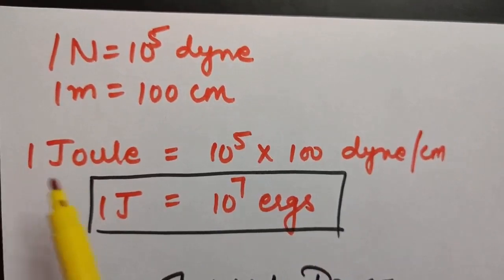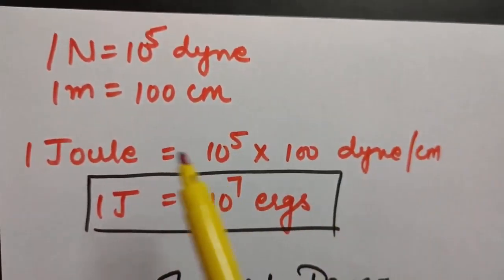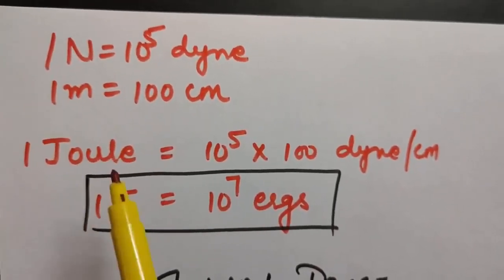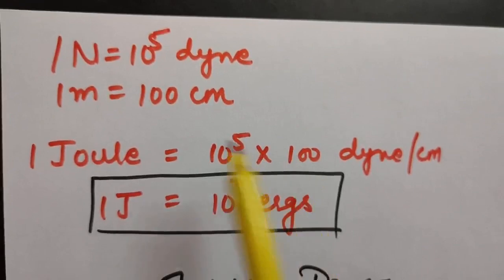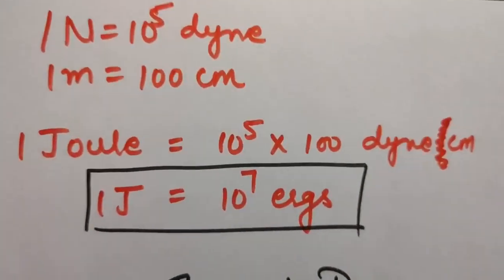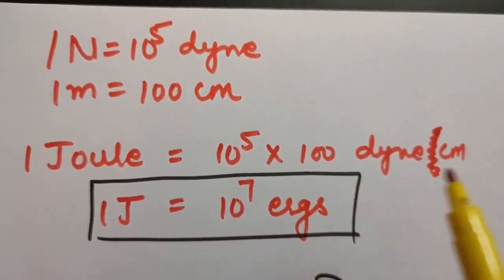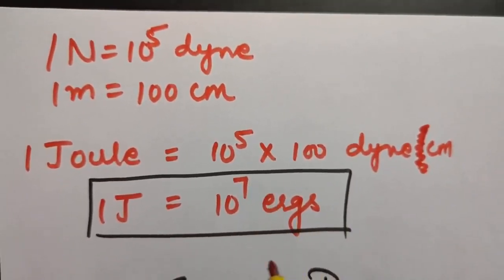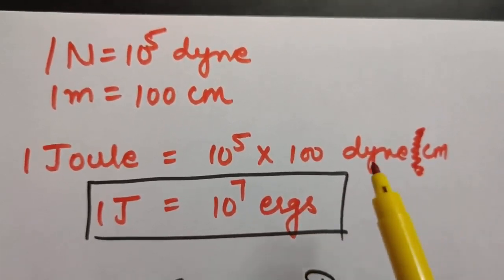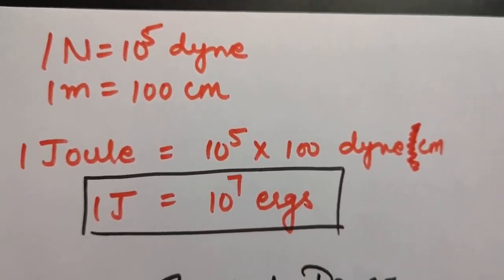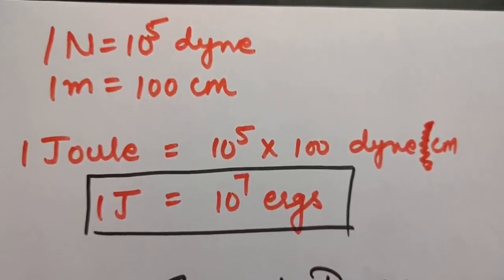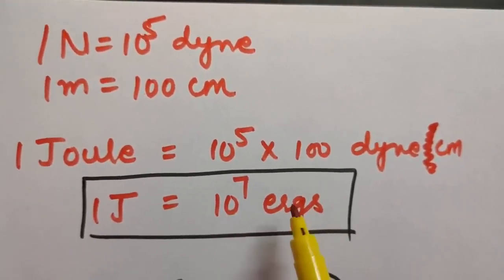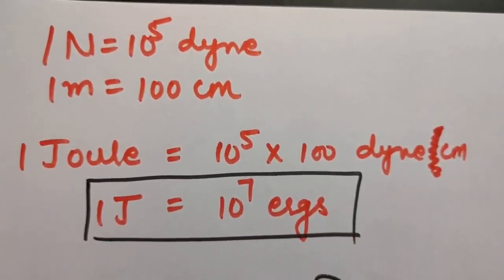So to calculate 1 joule in terms of CGS units, see 1 joule is 1 Newton into 1 meter. So 1 joule is 10 to the power 5 dyne into 100 centimeter. So this is 10 to the power 5 into 100 dyne centimeter. So 1 joule is nothing but 10 to the power 7 ergs. That means 1 erg is nothing but 1 dyne into 1 centimeter. Okay, so this is the relation between joule and ergs, that 1 joule is equal to 10 to the power 7 ergs. Joule is the SI unit and ergs is the CGS unit.